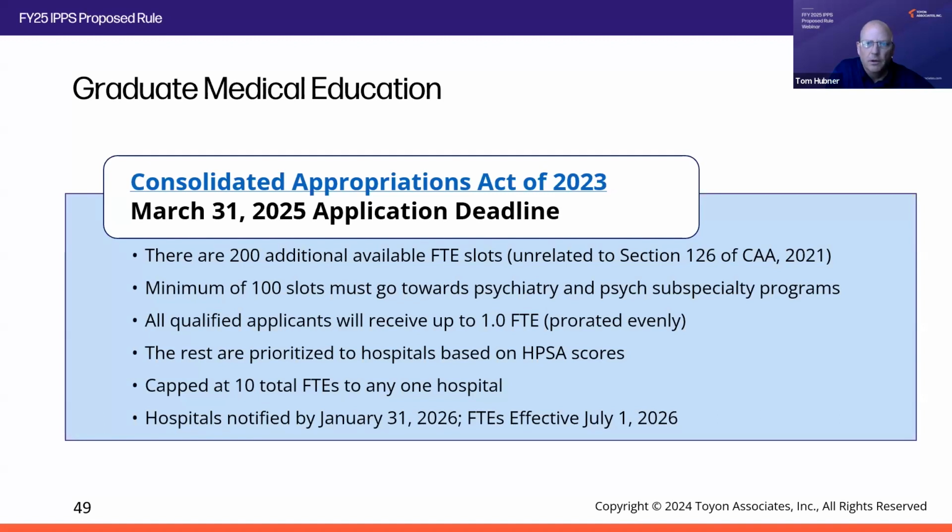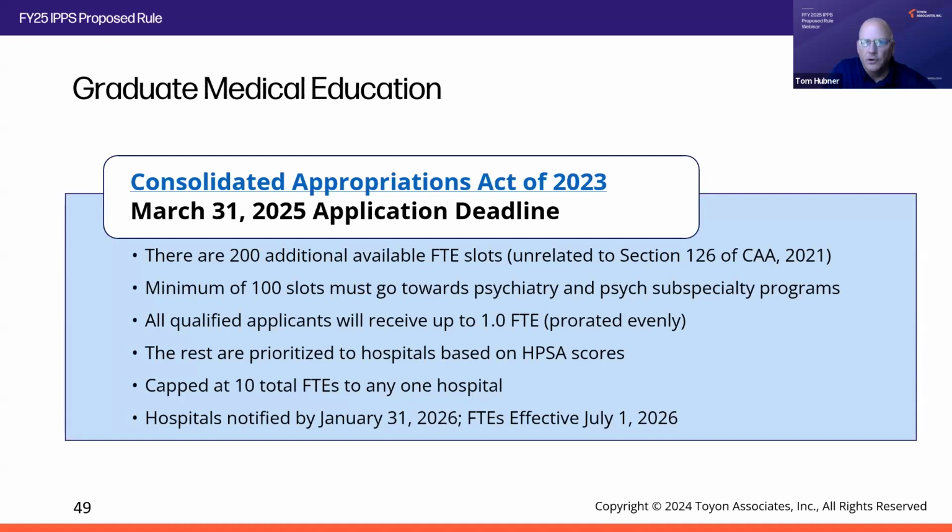There is a pretty big difference in this round of application I'll talk about in a second, which is a sort of even allocation of up to 1 slot to every program or every hospital that applies that has a qualified application. And once they do that even allocation, they're going to release the rest of the slots very similar to Section 126, but there may not be any left after the allocation. No one hospital can get more than 10 FTEs.